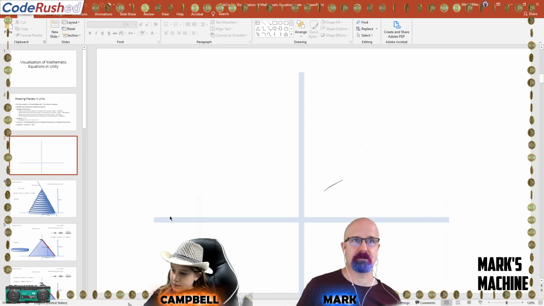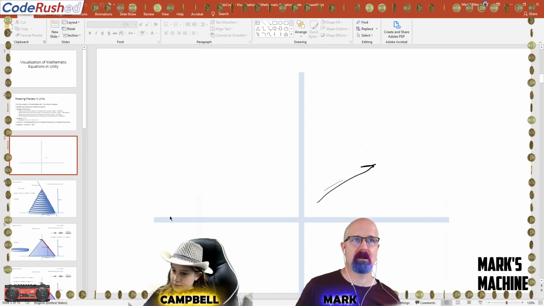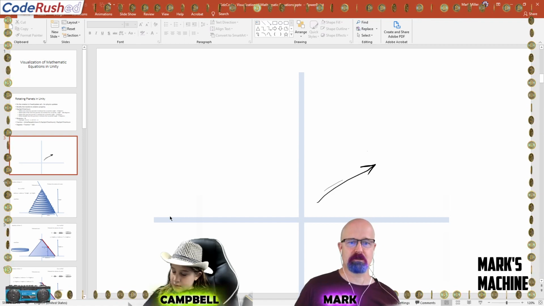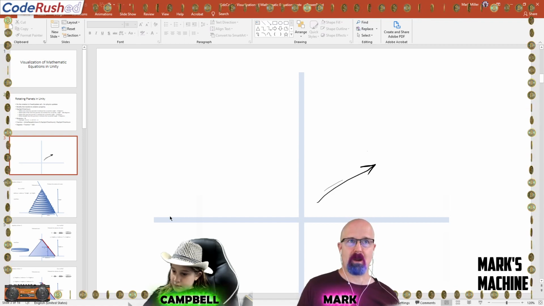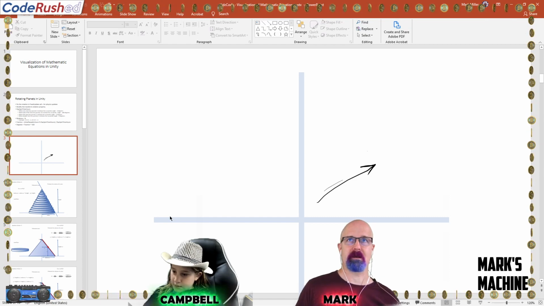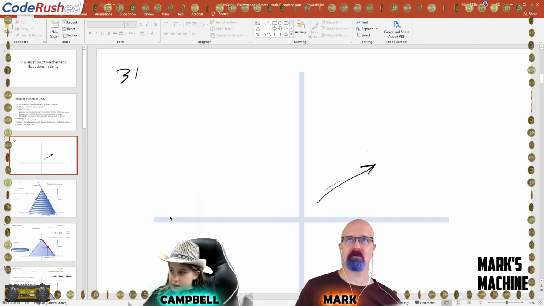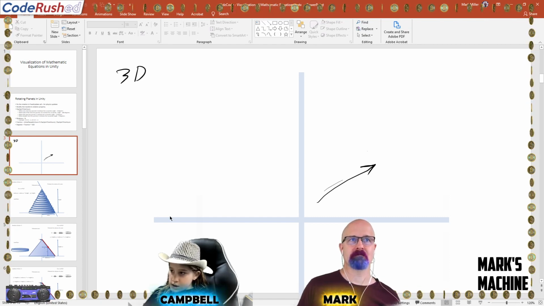All right, so what are we trying to do? We want to get a vector out in space. That's what we're looking to create, right? We want to draw that in 3D. We want it in 3D space, right? So let's just remind ourselves we want to go in 3D.